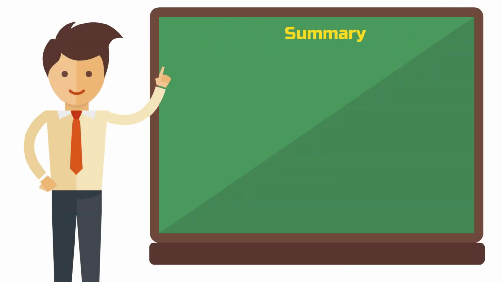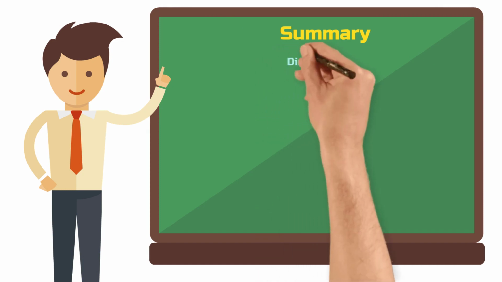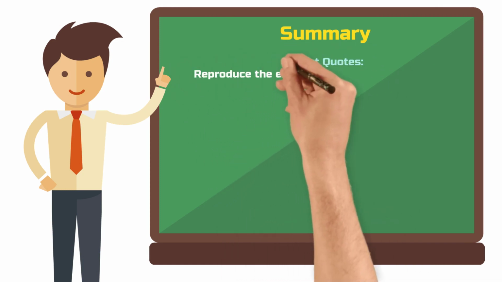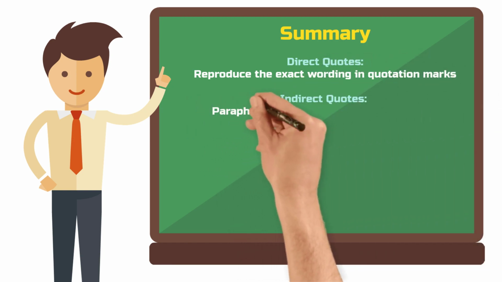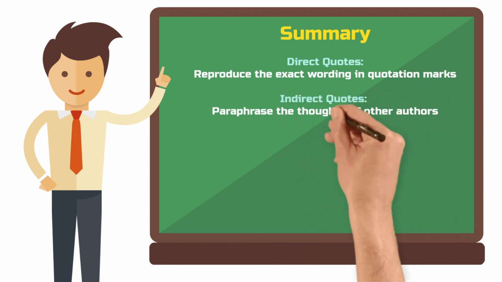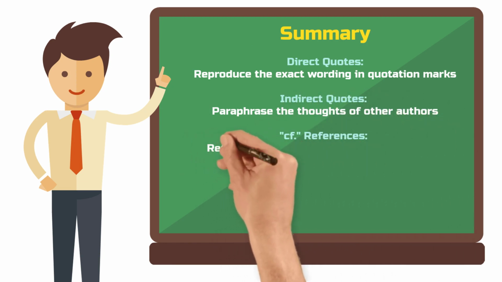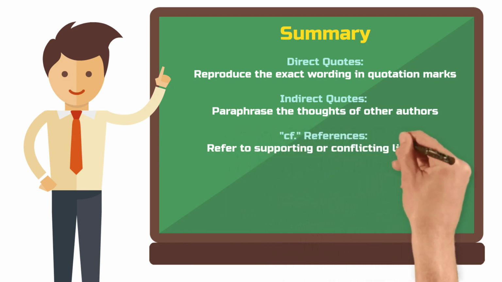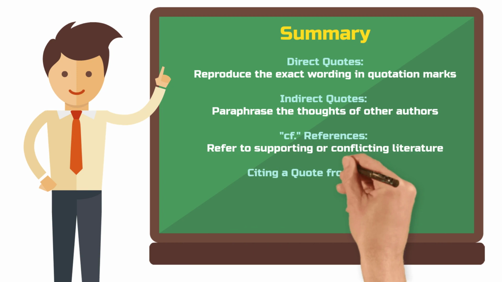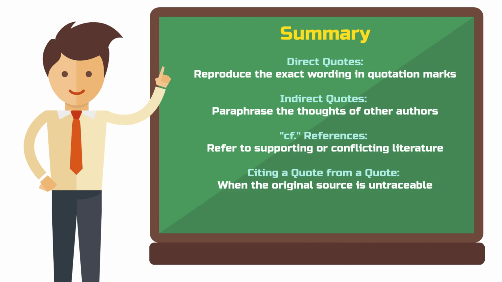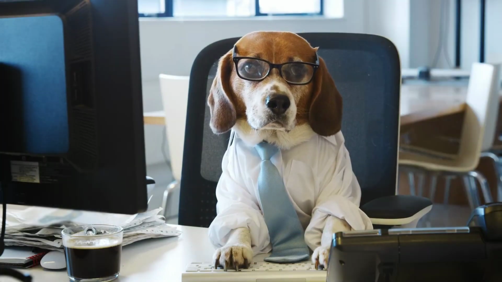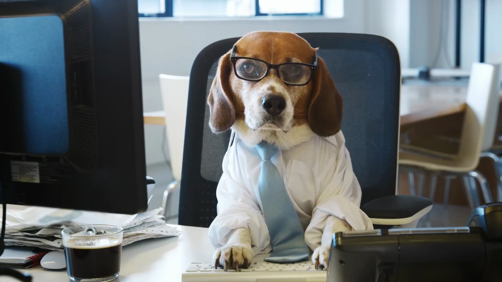Now, to sum things up, we've learned that there are 4 different ways you can incorporate quotes into your academic paper. Direct quotes, which reproduce the exact wording in quotation marks. Indirect quotes, which paraphrase the thoughts of other authors. CF references, which refer to supporting or conflicting literature. And you can sometimes cite a quote from another text when the original source is untraceable. I hope you were able to take something new from this video, and good luck with your next paper.